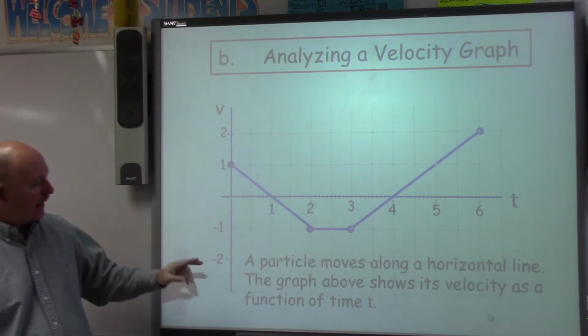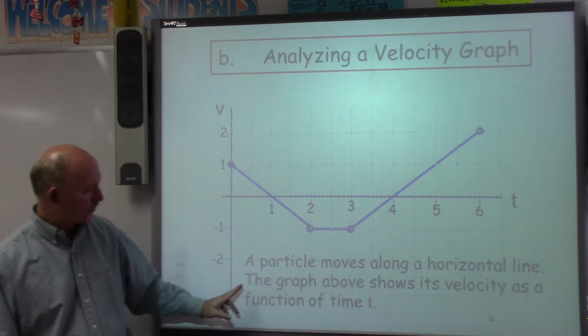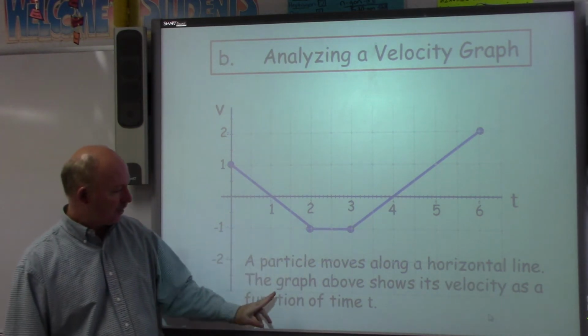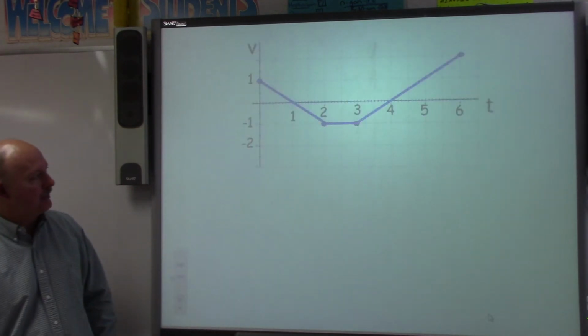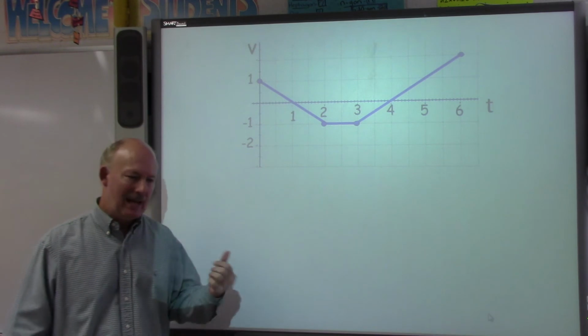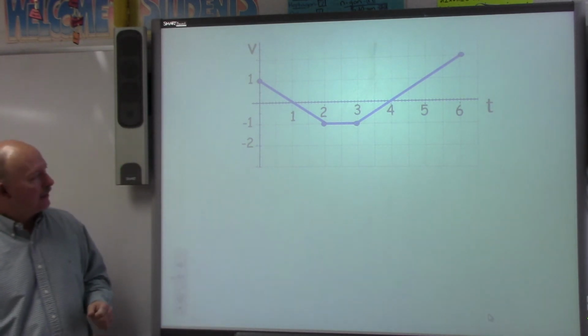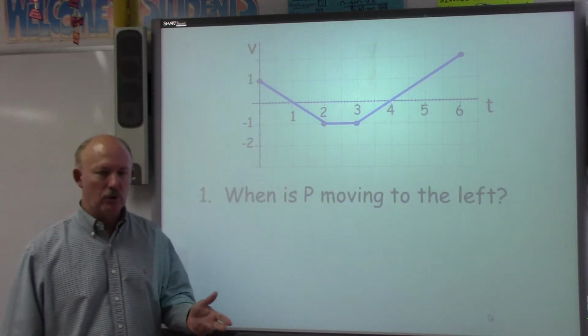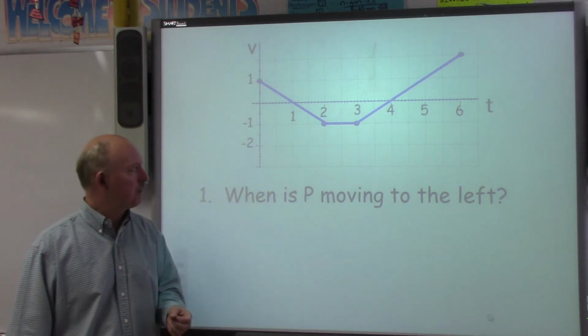And this particular graph is described as: a particle moves along a horizontal line again. The graph above shows the velocity as a function of time. Now, a couple questions about this graph. There's lots of stuff we can do with it, but I'm just going to ask a couple questions. First question: when is the particle moving to the left? So when is this particle moving to the left?